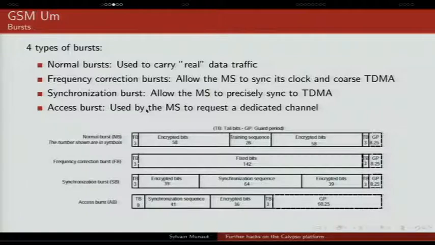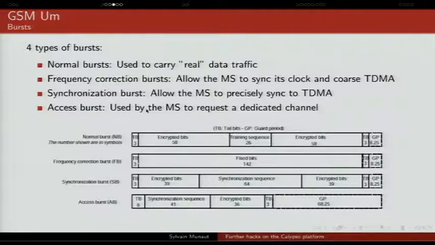So the first two types are frequency correction burst and synchronization burst. Those are sent only by the network, and they are received by the phone, and they allow the phone to essentially synchronize to a cell, discover very early timing information and things like that the phone will need to actually camp to the cell, discover its identity and things like that.